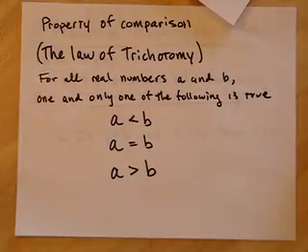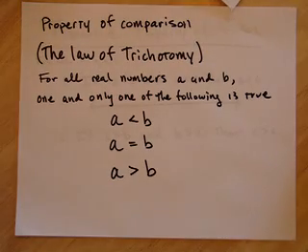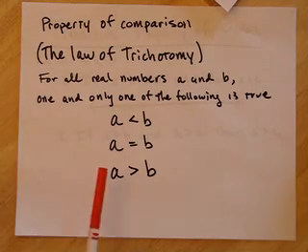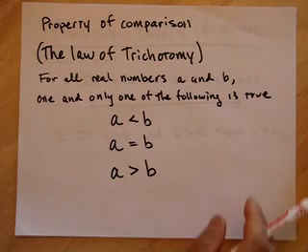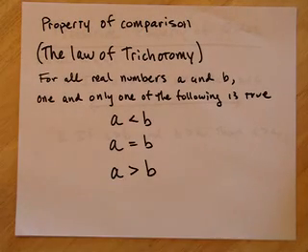This is called the law of trichotomy, also the property of comparison. It basically says that for all real numbers A and B, one and only one can be true. Either A is less than B, A is equal to B, or A is greater than B. Only one of these can be true of two numbers. Something can't be greater than and equal to at the same time. It's one or the other. And that gives us some interesting things.